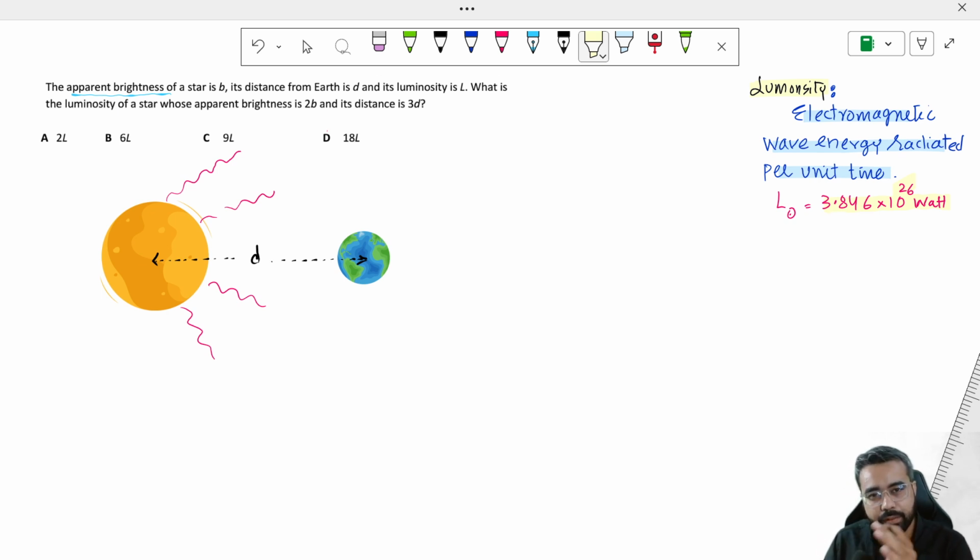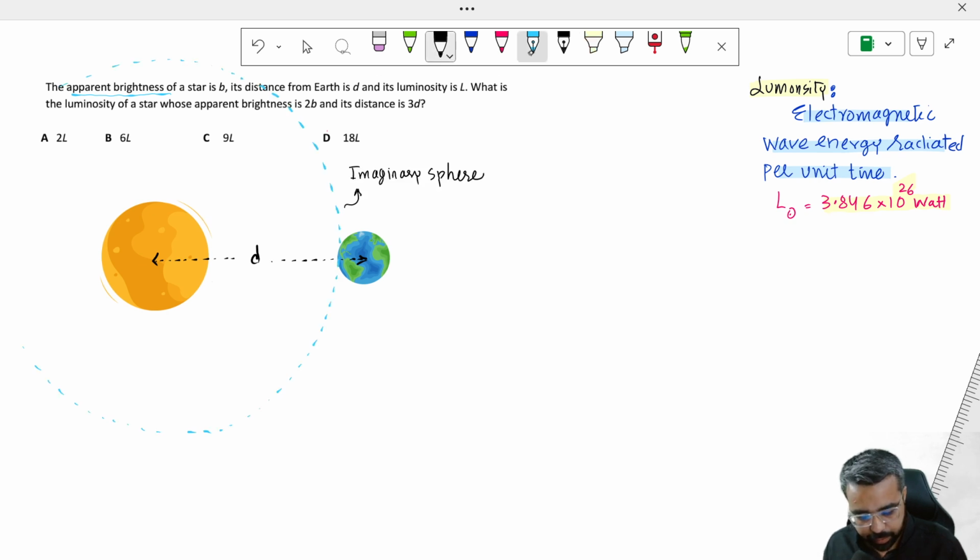But when this light covers a certain distance, let's say 150 million kilometers from the sun, and finally reaches the earth, its intensity decreases noticeably. So this is an imaginary sphere touching the surface of earth, and its area is 4 pi d square. That's why the apparent brightness, the light finally reaching the earth, is B equals L over 4 pi d square. That is the formula we are going to use in this question.